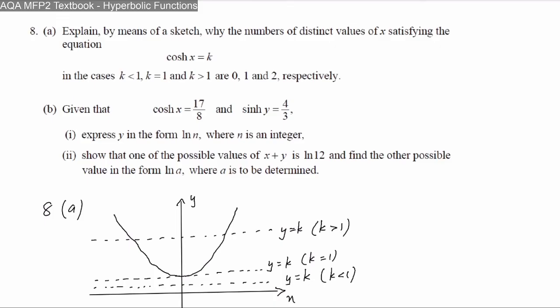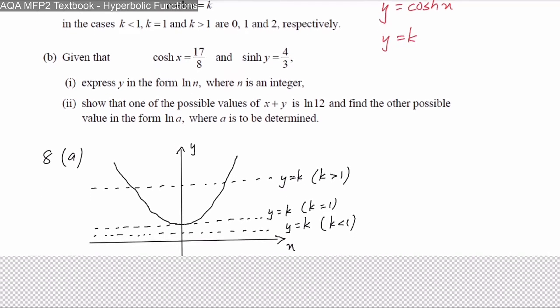So first question here: explain by means of a sketch why the numbers of distinct values of x satisfying the equation cos x equals k, in the cases of k less than 1, k equals 1, and k greater than 1, are 0, 1, and 2 respectively. So how do we look at this equation? We can look at it as two separate curves: y is equal to cos x and y is equal to k. So we are looking at the intersection between these two curves.